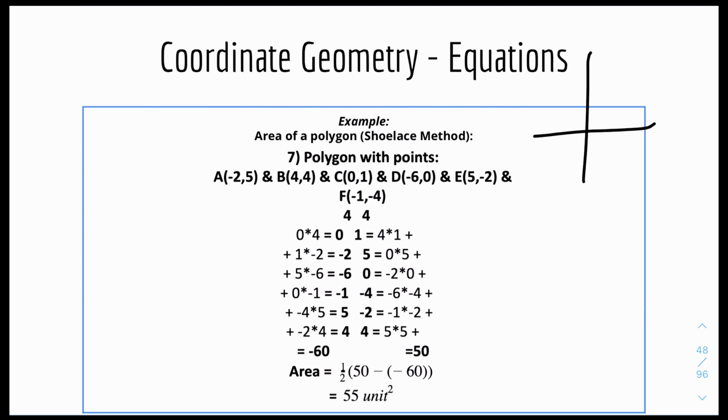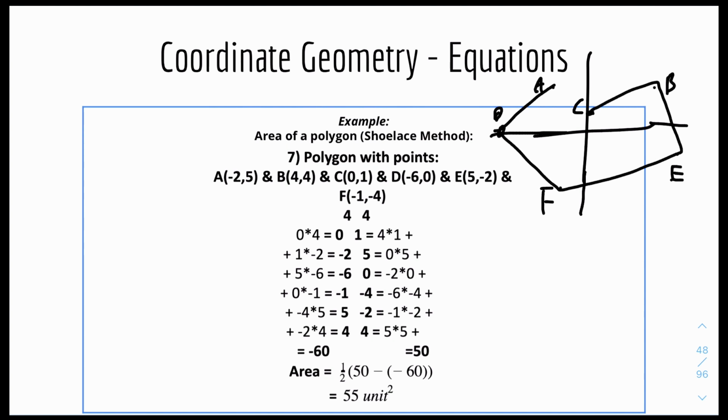So if you plot it on a graph, A would be around minus 2, 5 here. B would be 4, 4. C would be 0, 1. D would be minus 6, 0. E will be 5, minus 2, which is a bit here. And F is minus 1, minus 4, right here. Oh, sorry, this is E. So we can join the different points to get this rough shape right here.